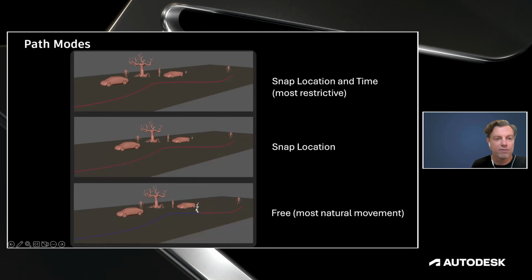And then we have free, which is the most natural movement of all. The character can kind of freestyle away from the path and the timing a little bit, and you'll get much more natural motion out of that. So those are all under artistic control, and like I said, they're keyable attributes, so you can change them over time. So one more look at that, all of them compared together, you can see the results.